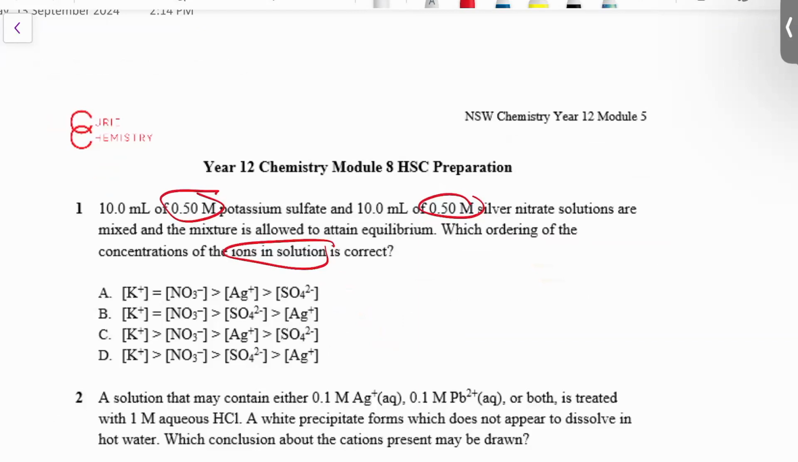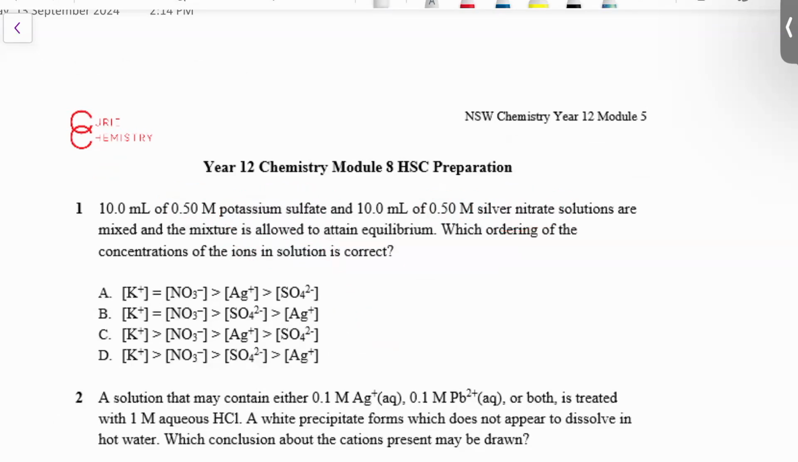When they ask you for ions, they're asking you for ions from the original solution. If some came out as a precipitate, that is the moles of ions that you need to subtract, because they're no longer in solution.